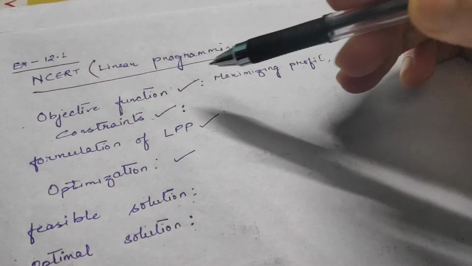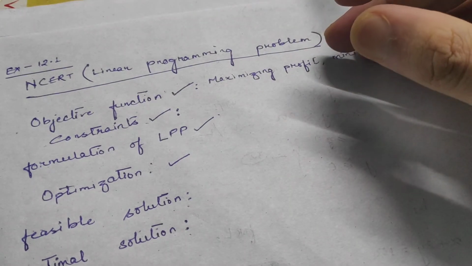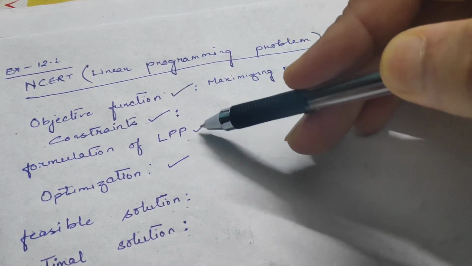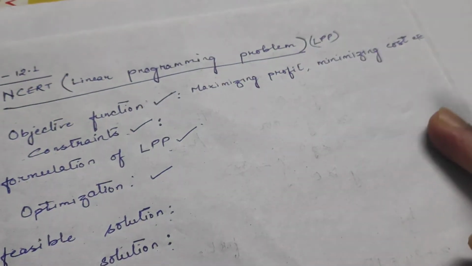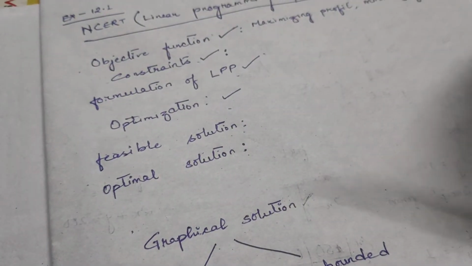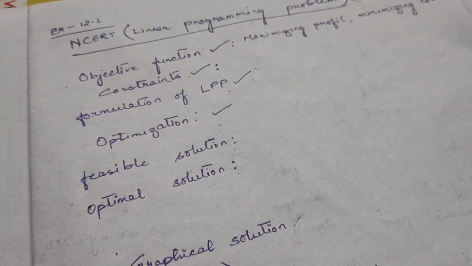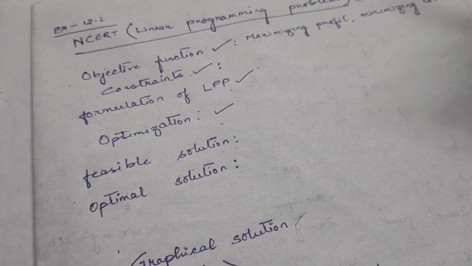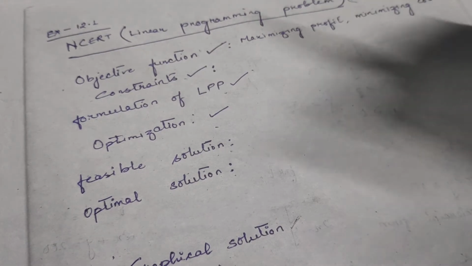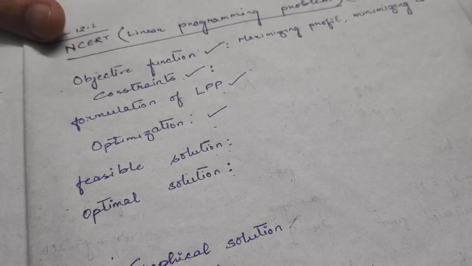Now when you formulate your objective function and constraints according to the given problem, that is called formulation of a linear programming problem. Until and unless you formulate your linear programming problem, you will not be able to solve the problem. Now optimization means we are finding the maximum or minimum value: the point which gives the maximum value if you want maximum, the point which gives the minimum value if you are minimizing your objective function.